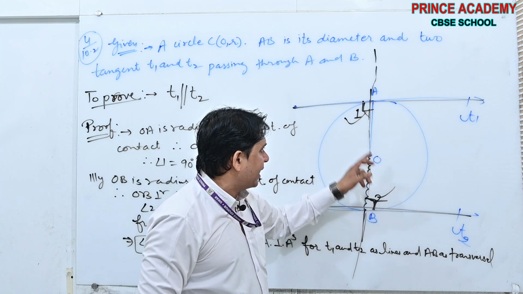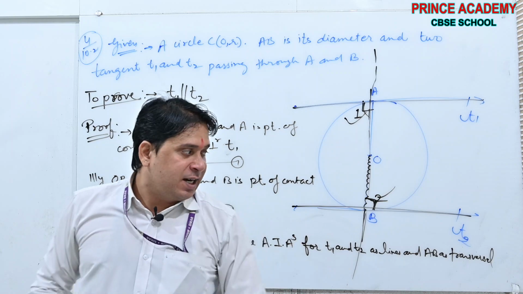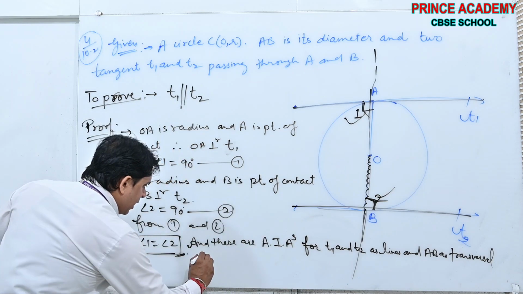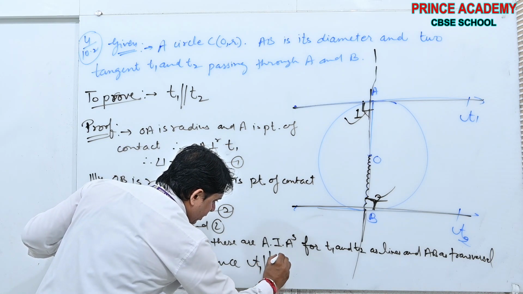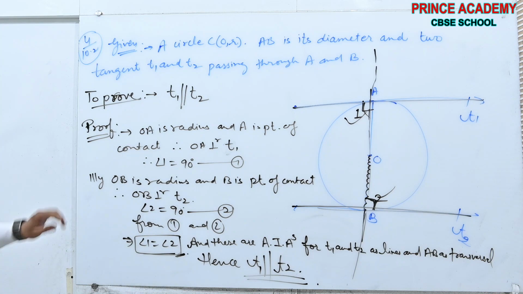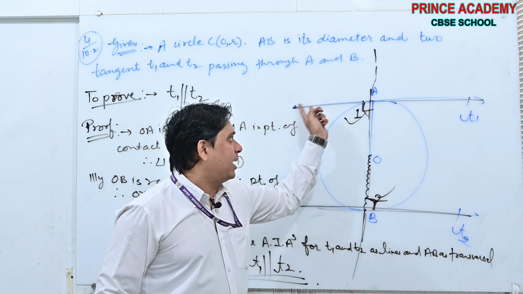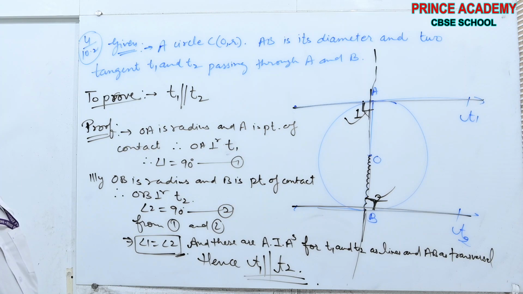If alternate interior angles are equal, the lines are parallel. Hence, T1 is parallel to T2. Take the screenshot. It was so simple, beta. Alternate interior angles equal, lines are parallel. Then take the screenshot. Set.